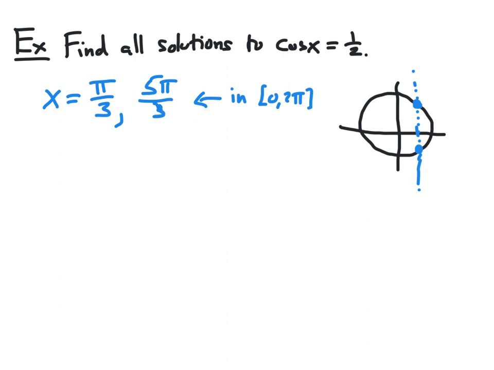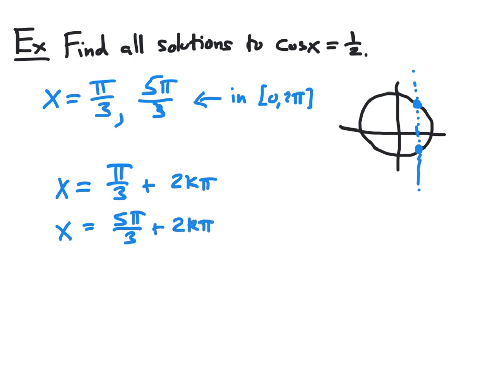Now to find all solutions, we have to add all multiples of the period of cosine to each of these. And so what we get for a full solution set is the numbers x of the form pi over 3 plus 2k pi, and the numbers of the form 5 pi over 3 plus 2k pi, and here k is any integer.